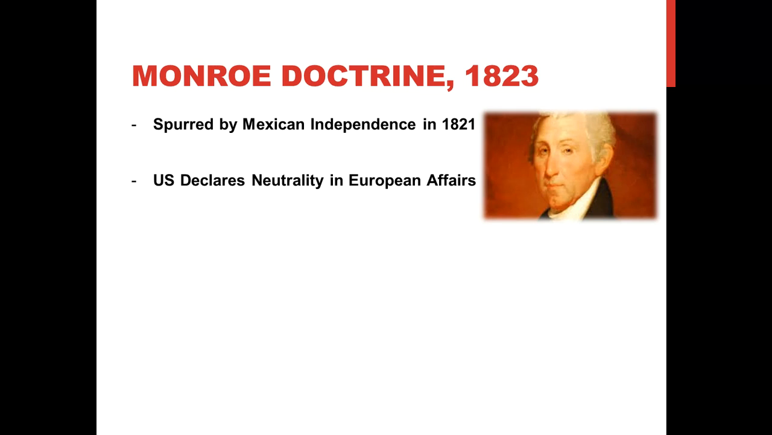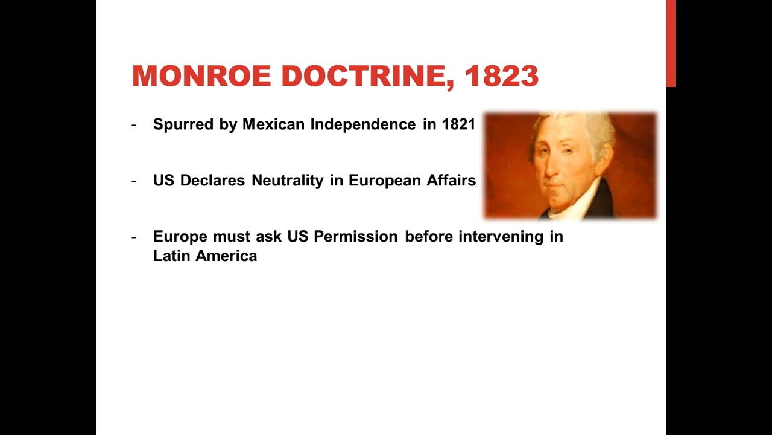The Monroe Doctrine is big because it officially declares that we will not get involved with Europe in any conflict whatsoever. So Britain and France go to war. We're not getting involved. But the big part of the Monroe Doctrine is that Europe has to consult the United States before intervening in Latin America. So if Europe wants to come and start a new colony or intervene in a war or basically take over another country's territory, they have to ask the United States permission.